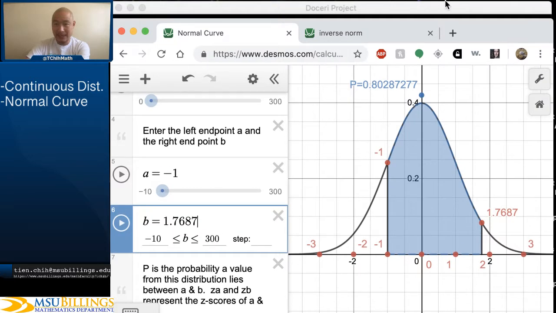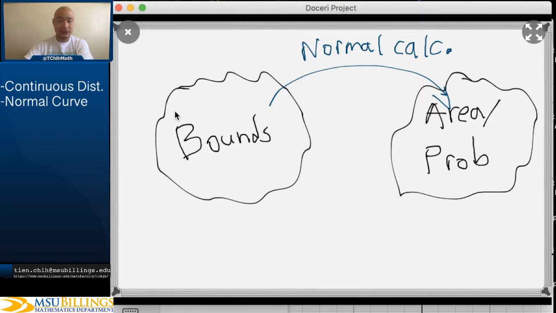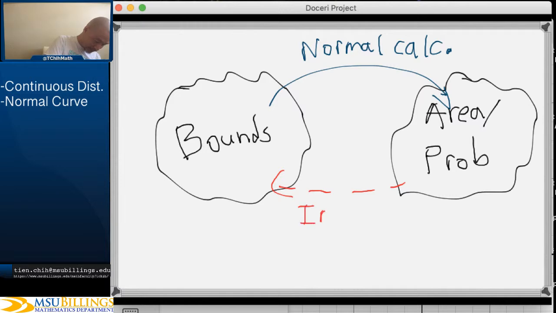What we're talking about today is going the other way. What if you're told the area or the probability that you want, and you want to know what bounds will give you that area or probability? So our inputs now are going to be areas and probabilities, and our outputs are bounds, or values of the random variable in question. This, in general, is what we'll call the inverse norm.